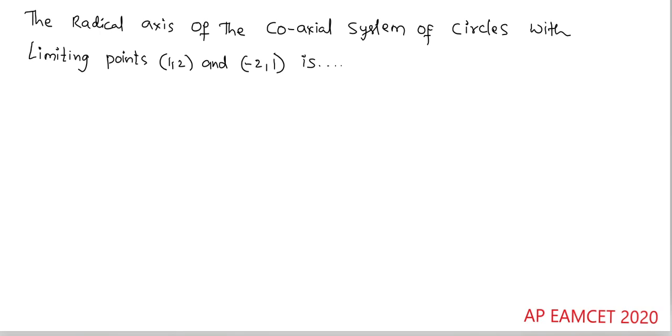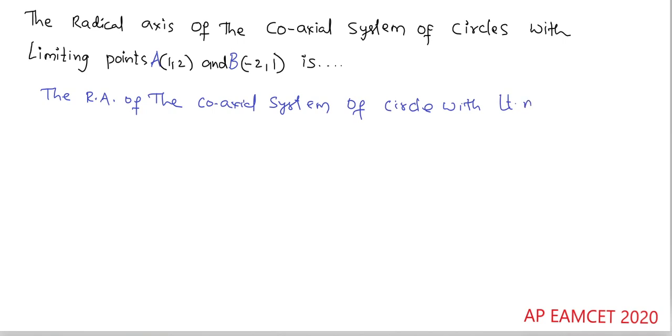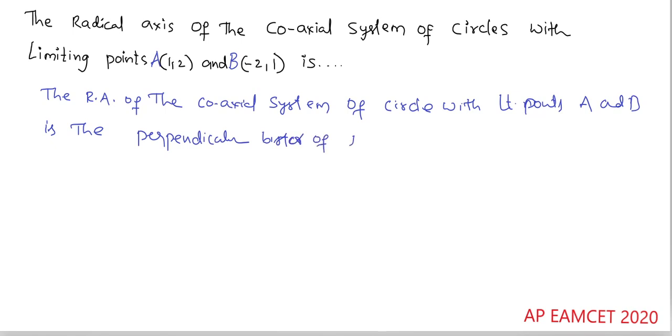The radical axis of the coaxial system of circles with the limiting points A(1, 2) and B(-2, 1) is the perpendicular bisector of the line joining A and B.